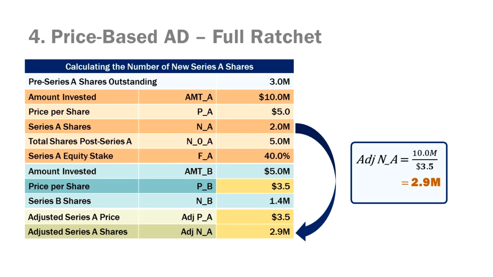This adjustment increases the number of shares that Series A holds to 2.9 million shares from their original 2 million shares. Importantly, this price adjustment occurs regardless of how many shares are issued or the amount of money raised in the Series B round. Thus, a company seeking to issue even a small number of shares in order to raise needed capital is forced to adjust the share ownership of all the preferred shareholders who hold this right in the previous rounds.